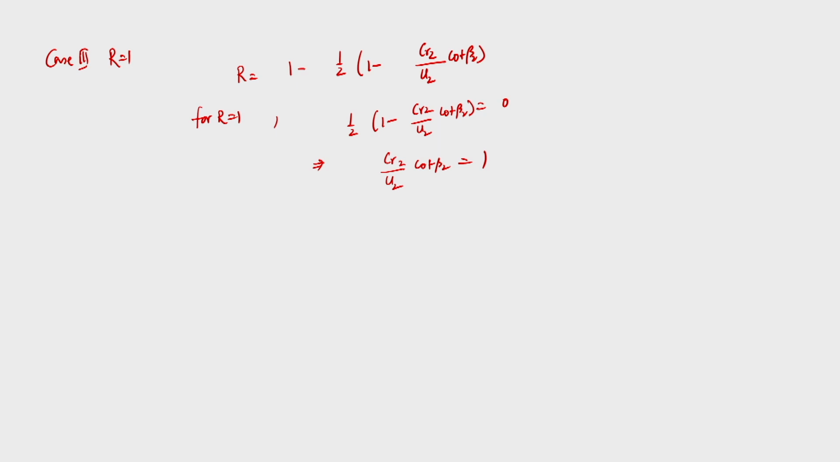Now, if we draw the velocity triangles at the outlet, what will be the case? For R is equal to 1, CR2 by U2 is equal to tan beta 2. That means, for R is equal to 1, I can write CR2 by U2 will be equal to tan beta 2.